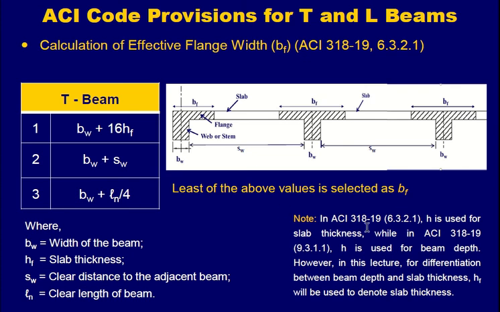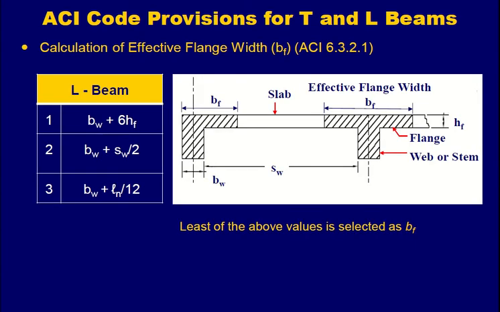So note in ACI 318-19 Table 6.3.2.1, h is used for slab thickness. However, in this lecture, for differentiation between beam depth and slab thickness, HF will be used to denote slab thickness. Okay, so we are using HF instead of h. Similarly, for L beams, there are three equations, and the least of these values will be used as BF for L beams.